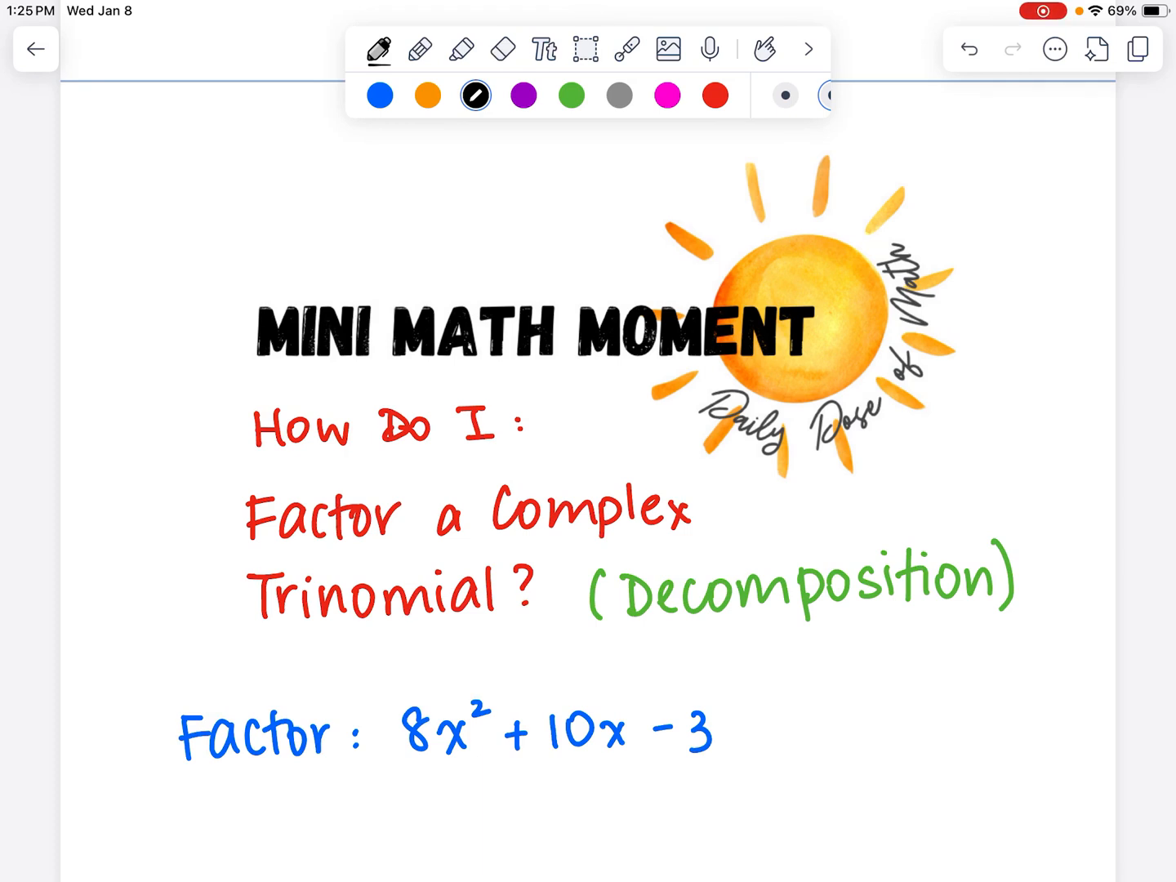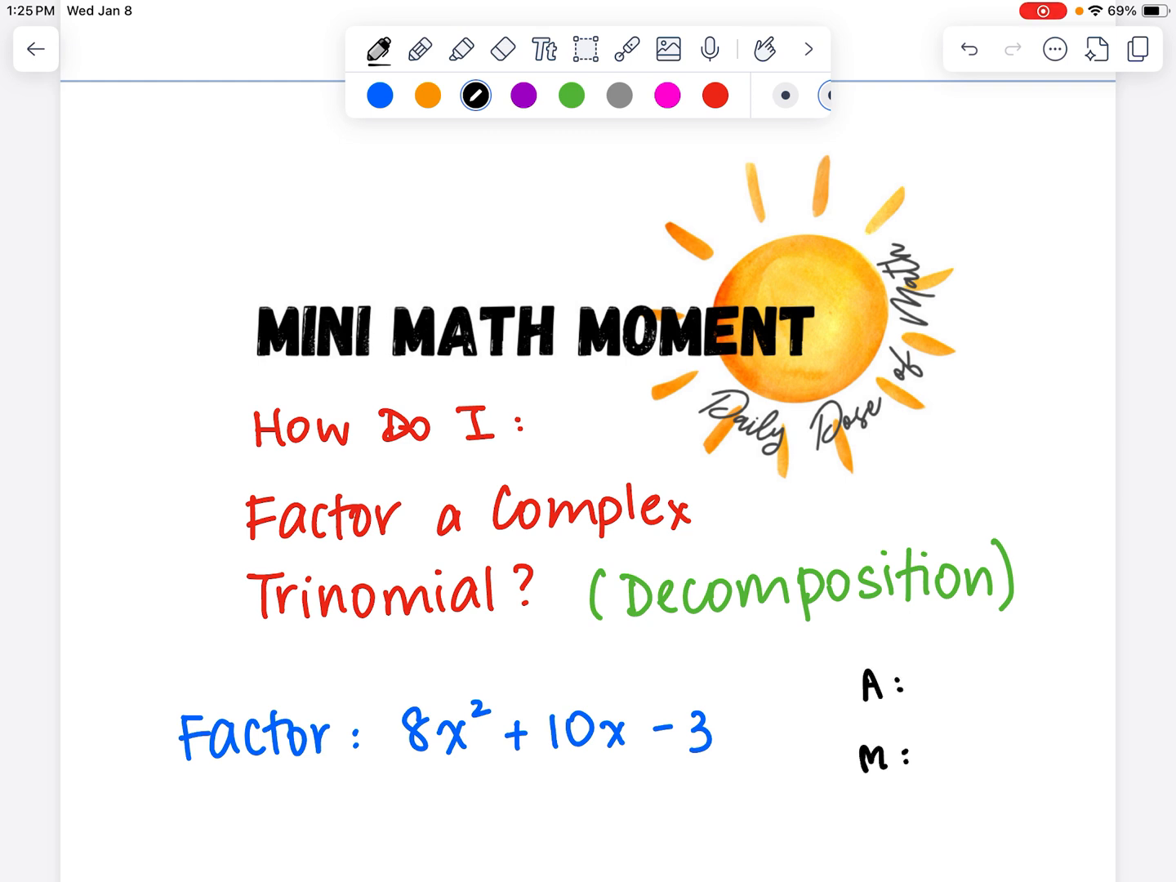How do I factor a complex trinomial using decomposition? The first thing we're always going to check for is whether or not I can common factor. In this case, I can't, and I still have a coefficient in front of x squared that's not 1. So similar to simple trinomial factoring, I still want to find two numbers that add and multiply to something.